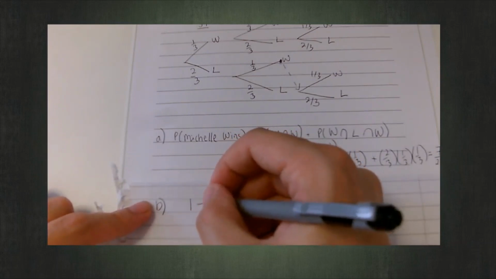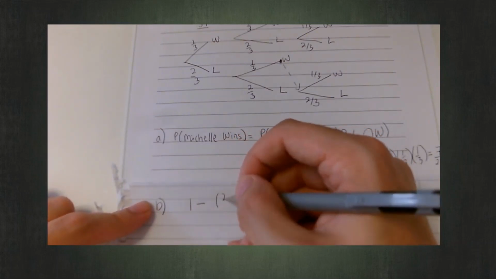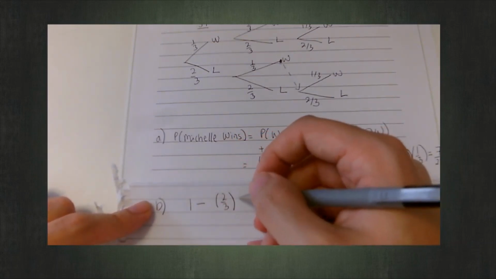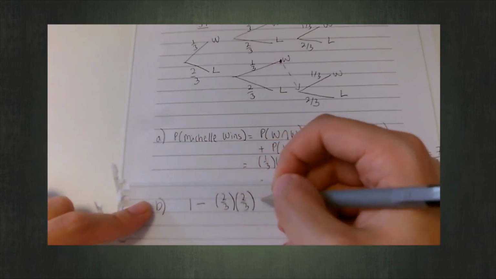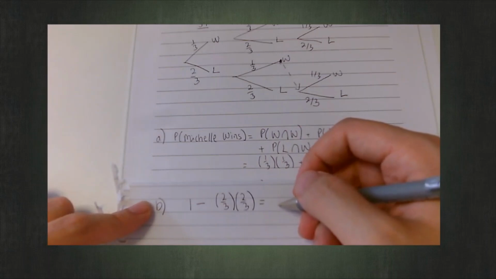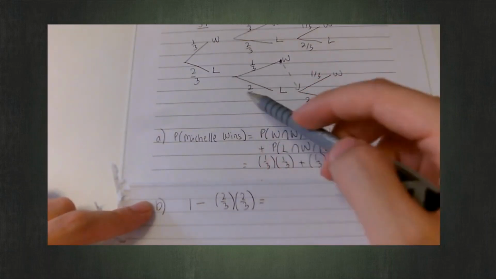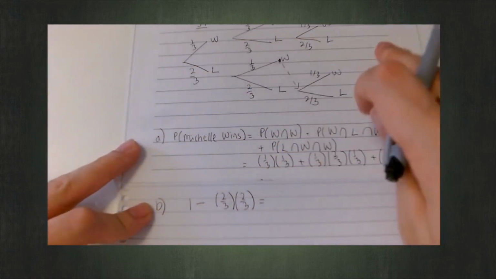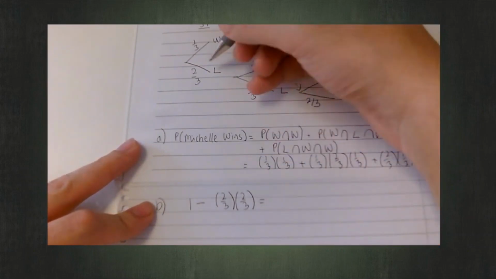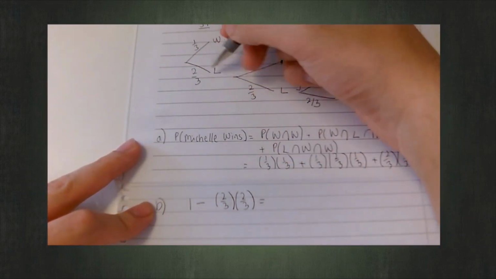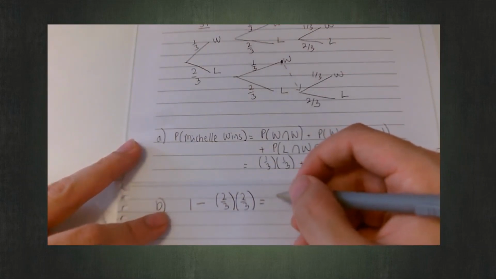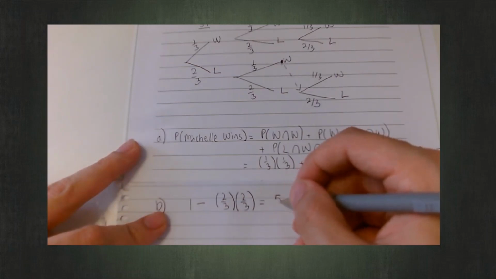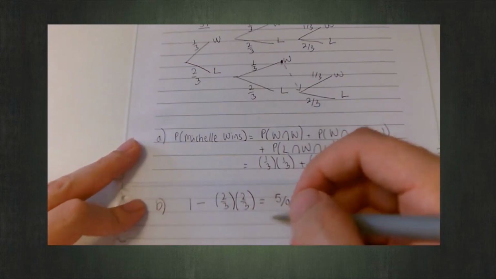Well, what we could do is 1 minus the probability of her losing the first match and then losing the match generally. Okay, so 2/3 times 2/3 is her losing the match, given that she lost the first set. And we don't need to care about that, we just take 1 away from that situation. And when you do that, you get an answer of 5/9.